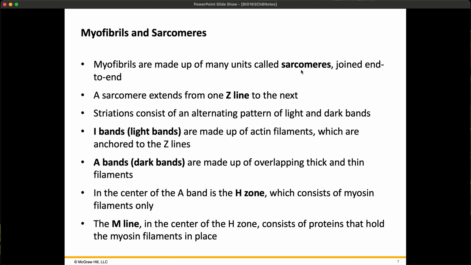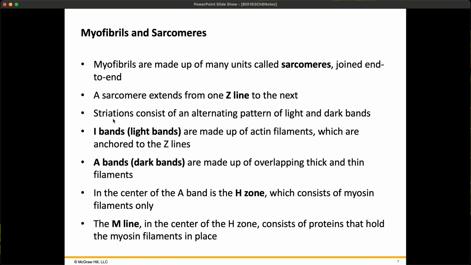It's these sarcomeres contracting bit by bit that actually generates greater force. The sarcomeres have some boundaries to them, some structures that we're going to look at here, and then we'll see a picture of it in the next slide or two. So a sarcomere goes from Z line to Z line, right? Z is the end of the alphabet. It's the boundaries of your sarcomere, from one Z line to the next Z line.